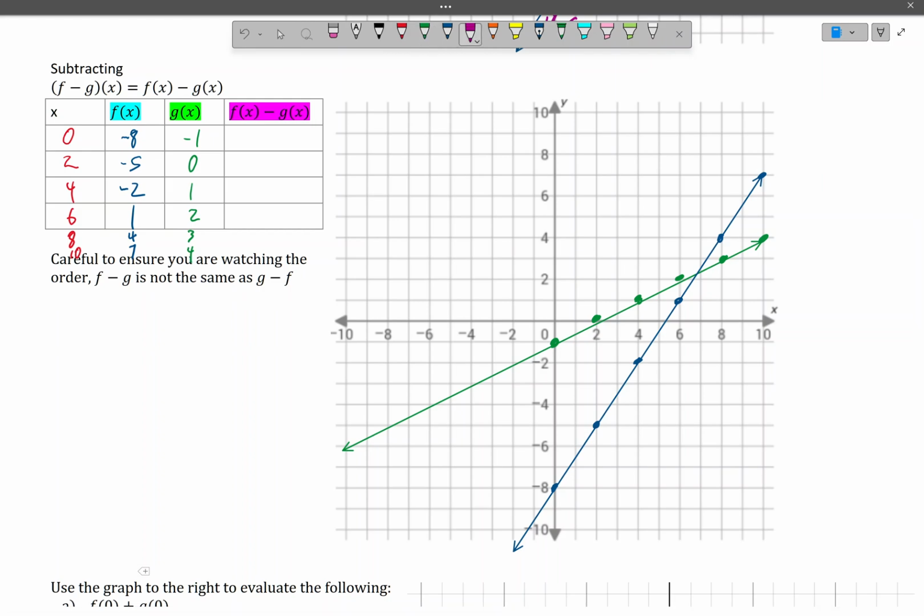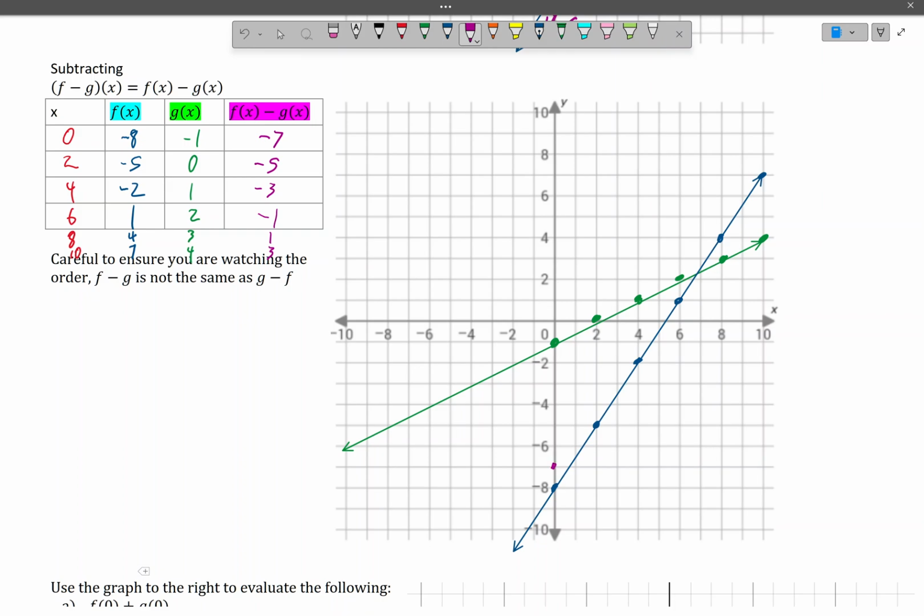And when we subtract them, remember we're subtracting in this order. So it's -8 minus -1, so it's actually -7. This is -5 minus 0, so it's -5. -2 minus 1, so it's -3. 1 minus 2, so it's -1. 4 minus 3, so it's 1. 7 minus 4, so it's 3.